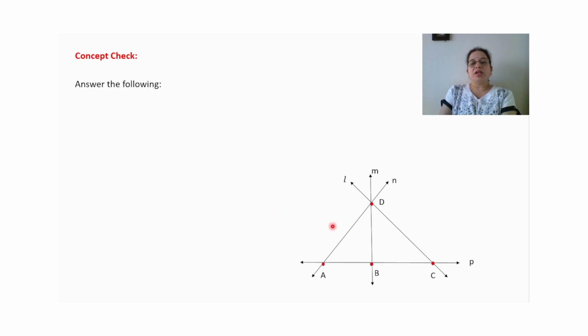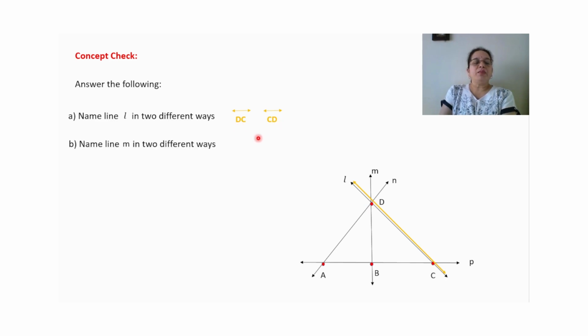One more concept check. Here one figure is given, so you need to give answer from the following figure. Name line l in two different ways. So this is your line l. This line l, this is yellow color one, and 2 points are there on this yellow line, D and C. So we can represent as DC and reverse order is CD.